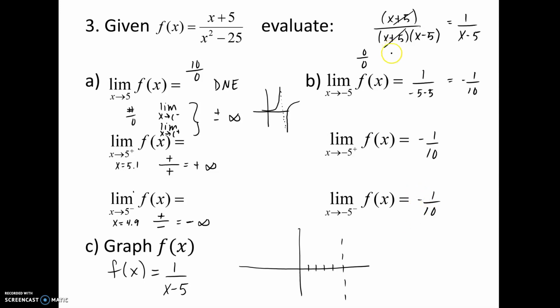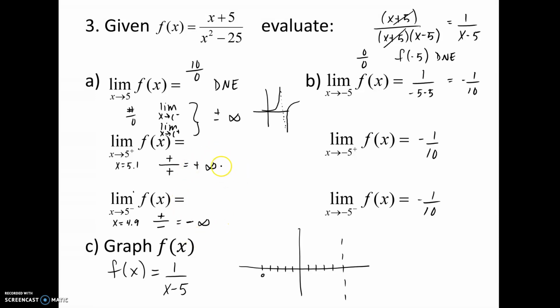Now what's happening at -5? Direct substitution gave us an indeterminate form. So that tells us that the value of the function at -5 does not exist. But we found the limit to exist. So at -5, graphically we have a hole at the point -5, -1/10. Now I know that would be very, very close to the x-axis, but just so we can see it.